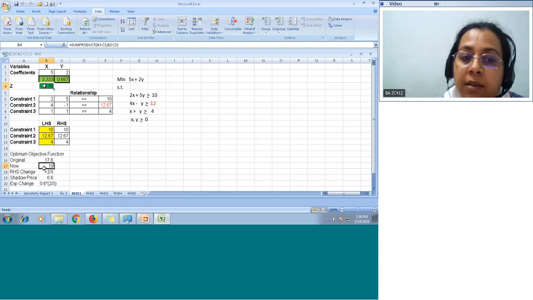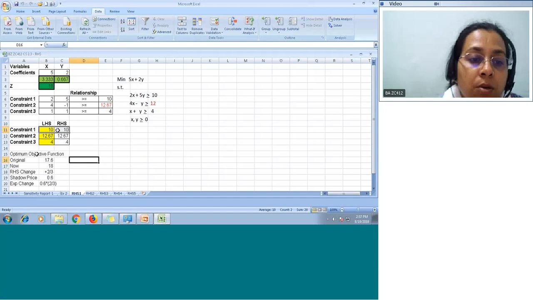Now I am getting 18. What change have we made in the right hand side of the second constraint? Here all are binding constraints, because 10 is also equal to 10. By increasing this, we are making the second constraint a little above whatever it was originally. So it is coinciding at one point, all three constraints, if you see graphically. But right now I'm focusing on the shadow price.